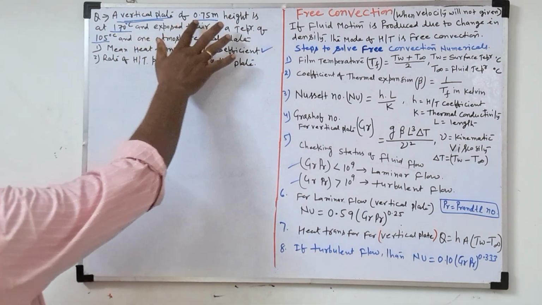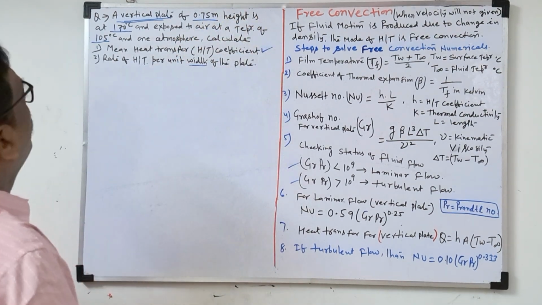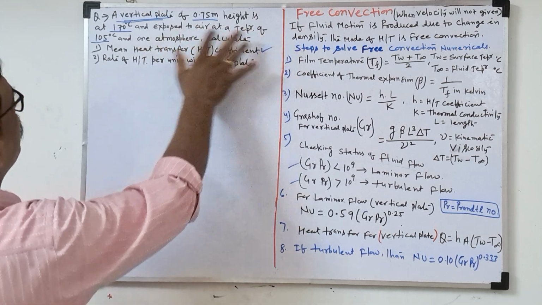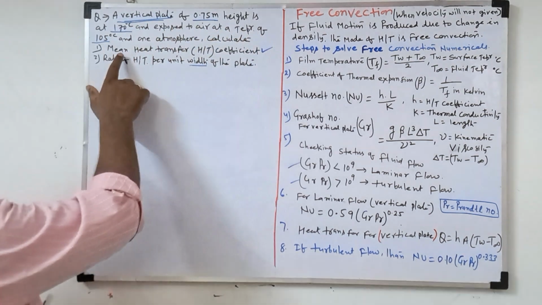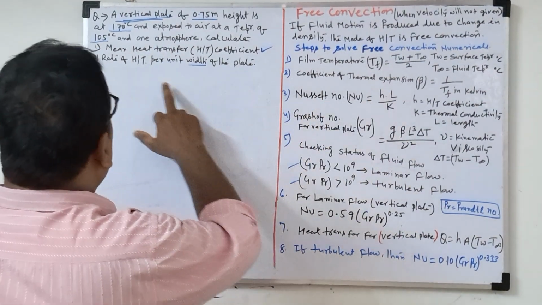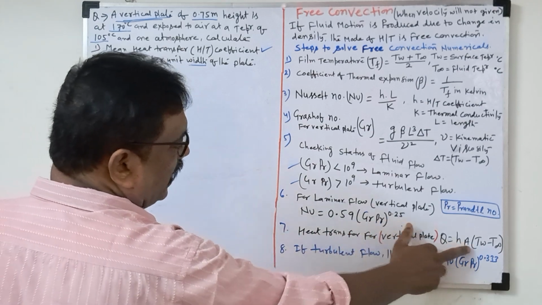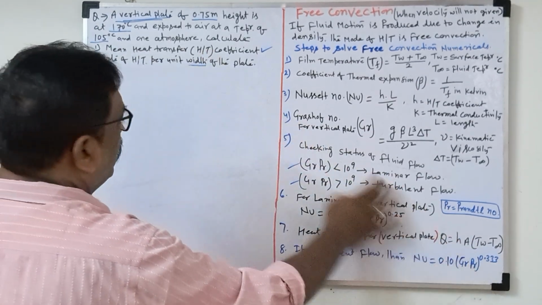A vertical plate of 0.75 meter height is at this surface temperature and exposed to air at this temperature, called the fluid temperature, and 1 atmosphere. They are asking to calculate the mean heat transfer coefficient, that means h, and the rate of heat transfer Q, which is hA(Tw minus T infinity). So once we find h, Q can also be found.